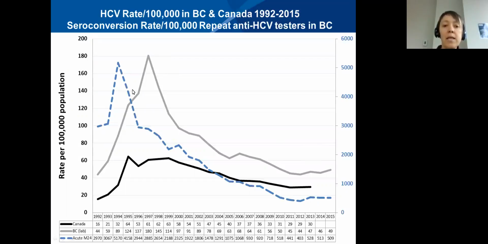The blue line shows acute cases. These are people for whom we have a negative result in our records, and then a positive result within 24 months. So we know those people became infected during that time window, and we call them seroconverters. You can see a similar decrease over time. In 2015, there were only 50 seroconverters in BC.